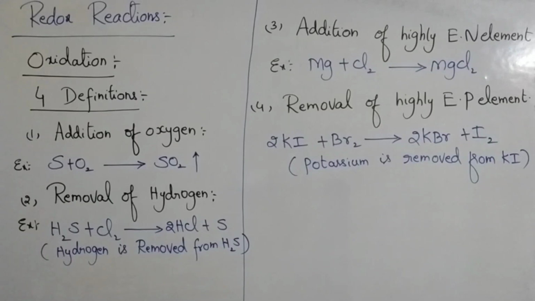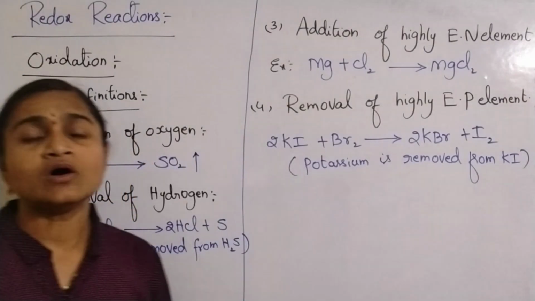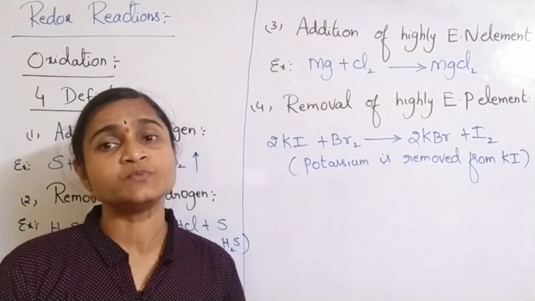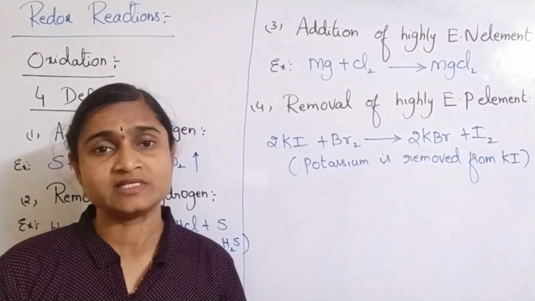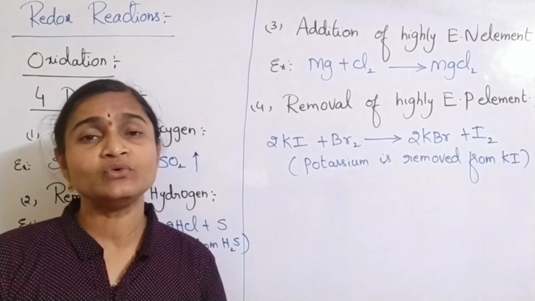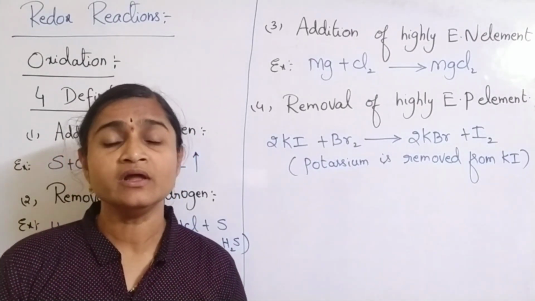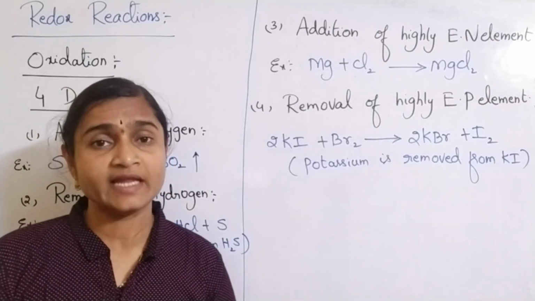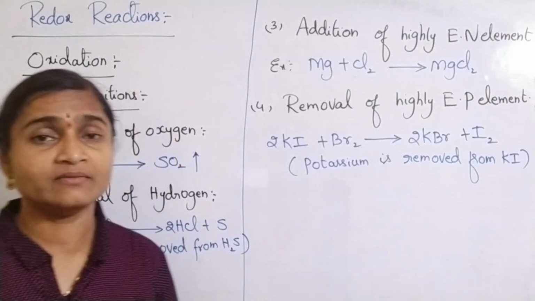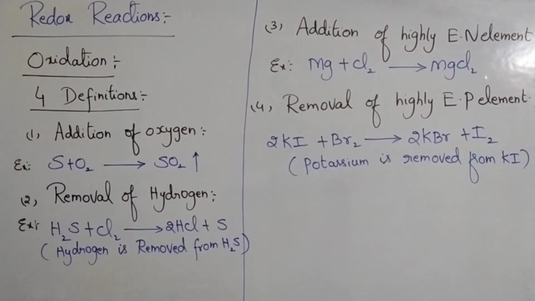So redox reactions are the type of reactions in which oxidation as well as reduction takes place simultaneously. Such kind of reactions are called redox reactions. Before we learn the actual definition of redox reactions, we have to learn what is oxidation and what is reduction, and certain examples for that, and we are going to learn how redox reactions will form.